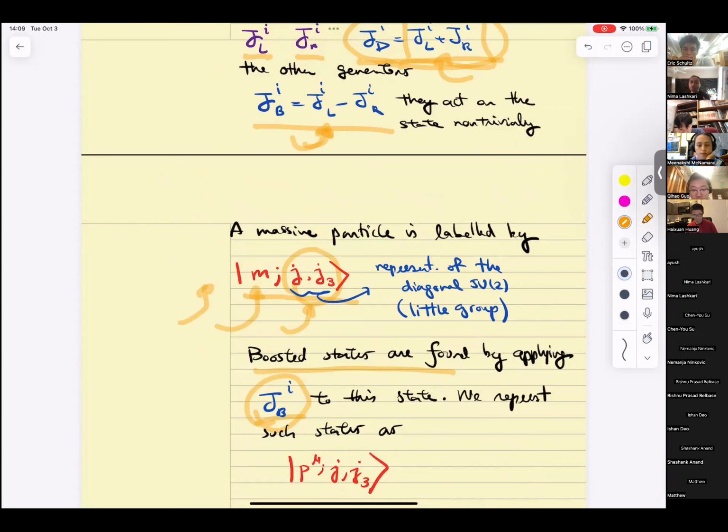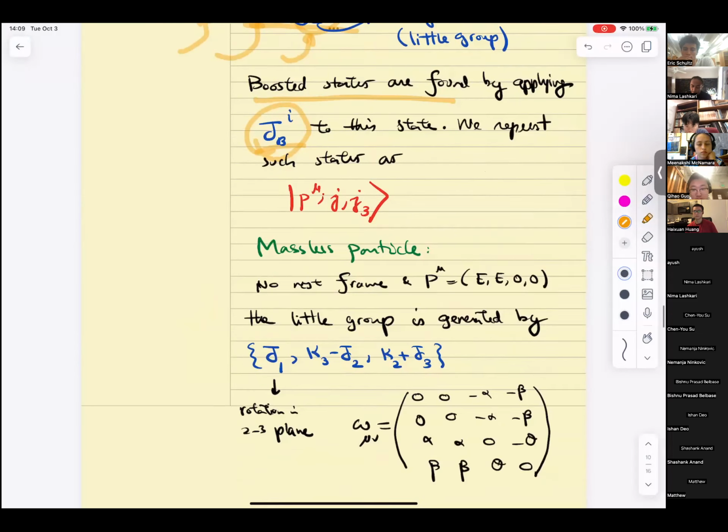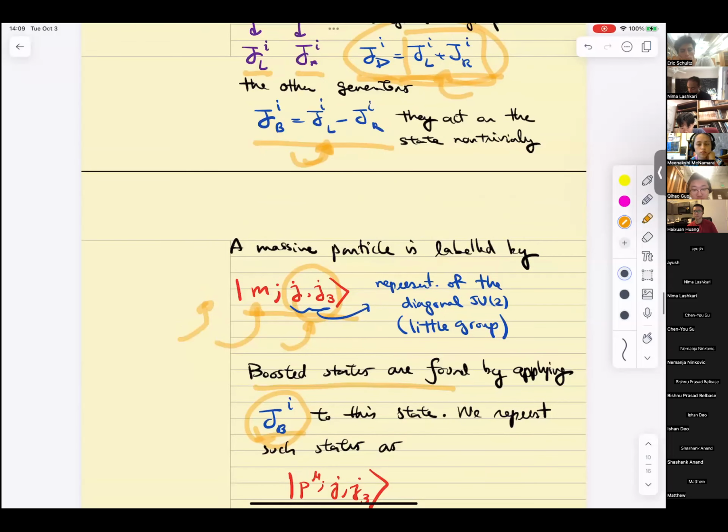Now, there's a catch. Something for you guys to think about: if there are bound states, does this formalism treat bound states the same as elementary particles or not? So something to think about. All right. Any questions?